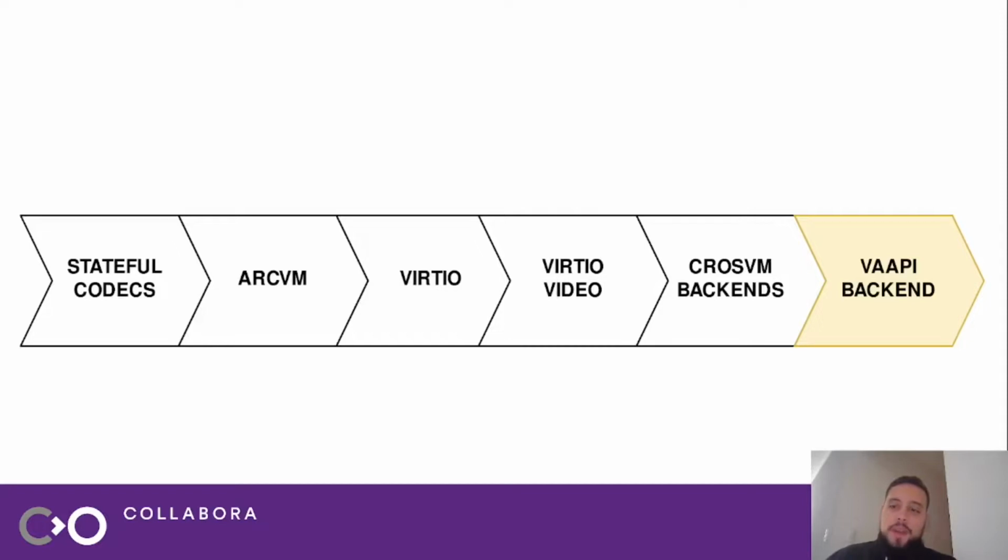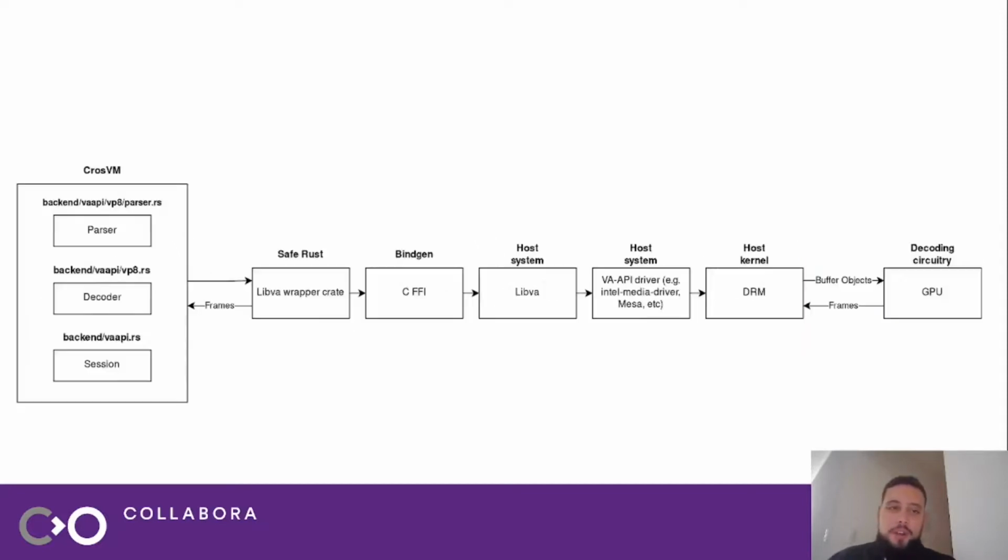So let's talk a little bit about the VA API backend in particular. And this is the architecture of it all. So you can see here that we have a parser, a decoder, and a session all implemented in Rust and Crosvm. And these components will work together in order to call into a libVA wrapper crate.